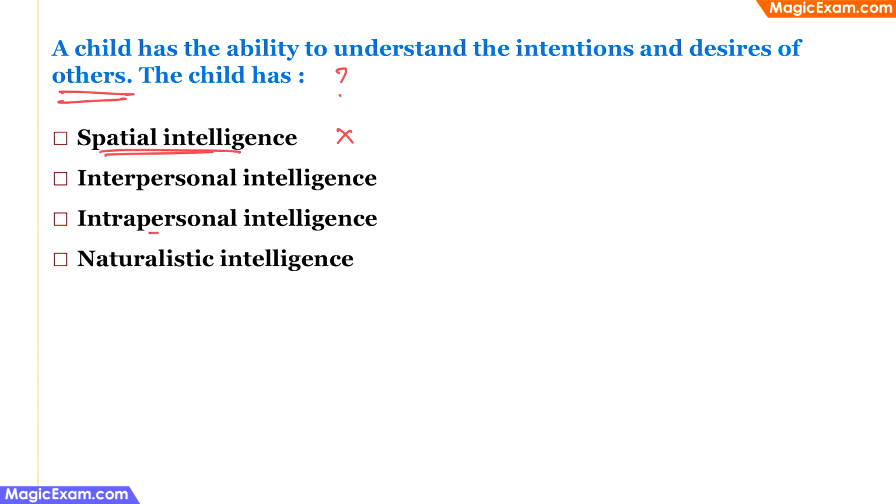Now, is it intrapersonal? Intrapersonal means the ability of a person to understand what is inside or within himself or herself. That is, if the child is able to understand his own emotions, desires, then that is called intrapersonal intelligence. So this cannot be the correct answer. The last one is naturalistic intelligence. So naturalistic intelligence means the ability to understand nature, how animals behave, how plants behave. Right? Therefore, naturalistic intelligence is not the correct answer here. So we are left with one choice, that is interpersonal intelligence. That is, between two persons, that is the intentions and desires of others, that is other persons. Therefore, that is interpersonal intelligence, and that is the correct answer.